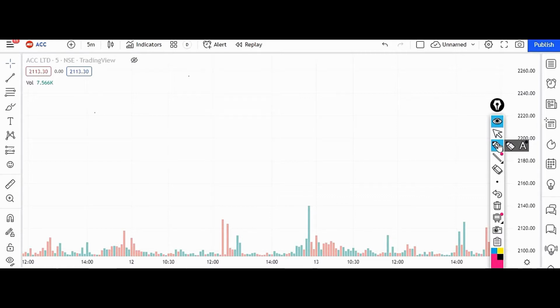Today we are going to explain another important concept which can surely create an edge in your day trading. That is previous day high, also known as PDH, and previous day low, also known as PDL.